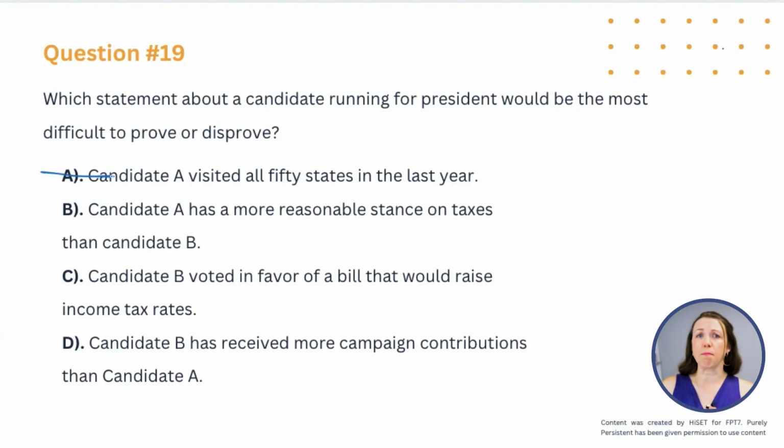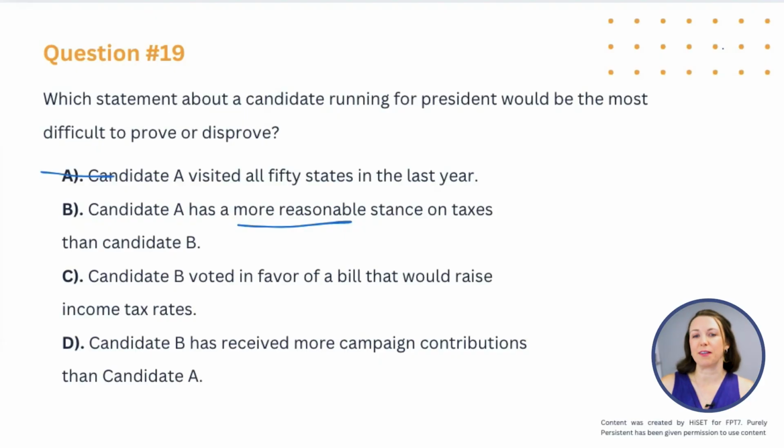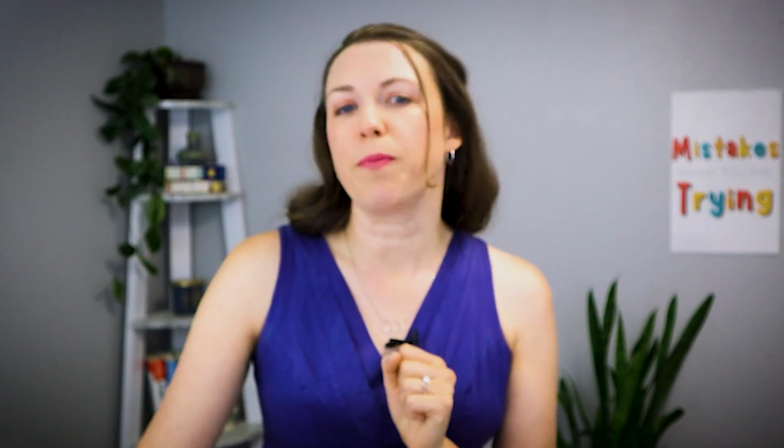B, candidate A has a more reasonable, notice this here, more reasonable stance on taxes than candidate B. So that's really subjective or kind of tricky, right? More reasonable. What does more reasonable actually mean? We can't really prove or disprove more reasonable because that's our own opinion. So let's look at C. Candidate B voted in favor of a bill that would raise income tax rates. Could we prove that? Yes, because we are able to see what our individual candidates voted for. If they're already in office, we can see what they voted for. And so that would be easy to prove.